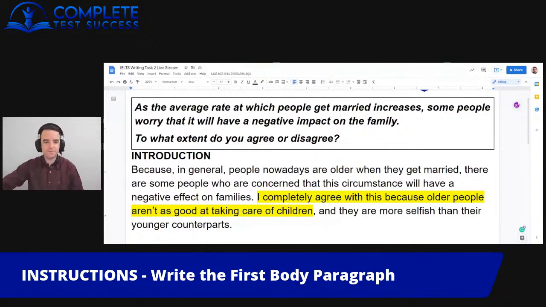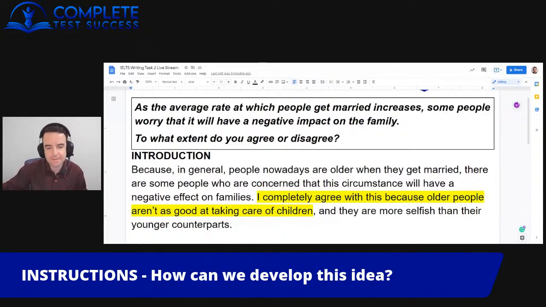Now, that's a difficult one. They're more selfish than their younger counterparts. So rather than just writing a full paragraph, just tell me how would you develop that idea? So you don't need to write a full paragraph. Just tell me how would you explain that or what example would you give?